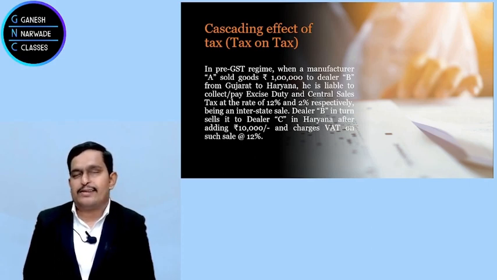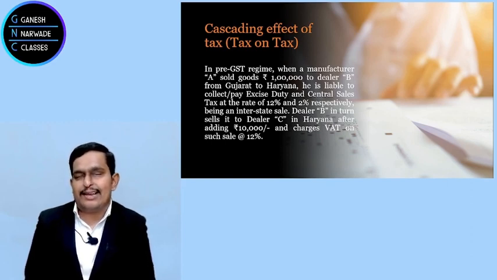So first, in Gujarat the goods were manufactured, so there is excise duty. Second, what happened? From Gujarat to Haryana the sale happened, so CST, Central Sales Tax. And after that, B paid all these taxes and sold the same within the same state to C, that is in Haryana. Now, see how that magic happens.